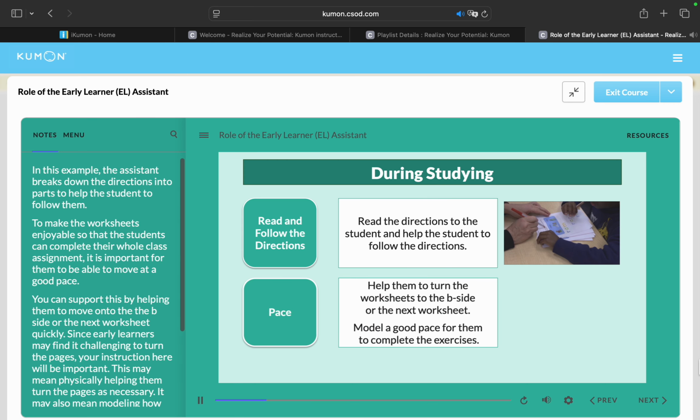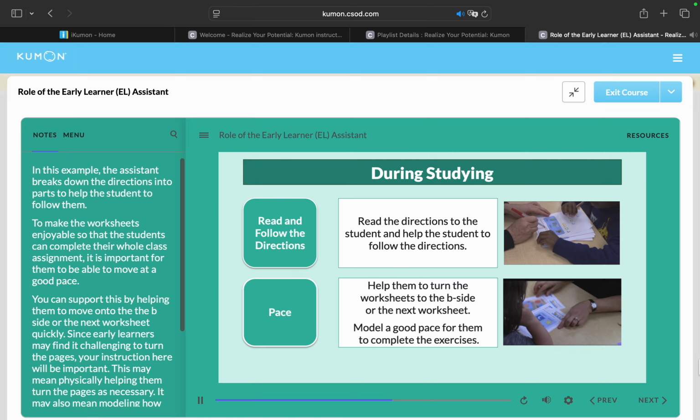To make the worksheets enjoyable so that the students can complete their whole class assignment, it is important for them to be able to move at a good pace. You can support this by helping them to move on to the B side or the next worksheet quickly. Since early learners may find it challenging to turn the pages, your instruction here will be important. This may mean physically helping them turn the pages as necessary. It may also mean modeling how you want them to complete the exercises.